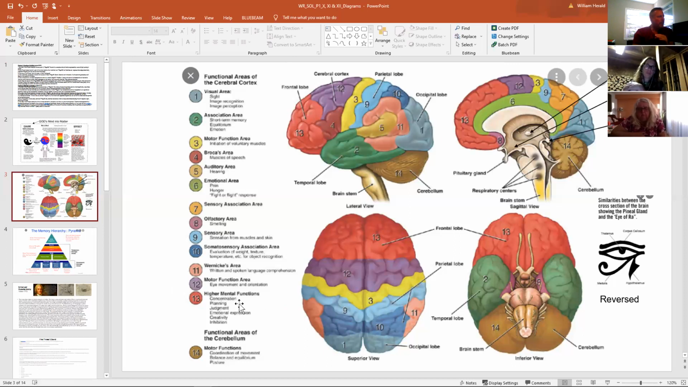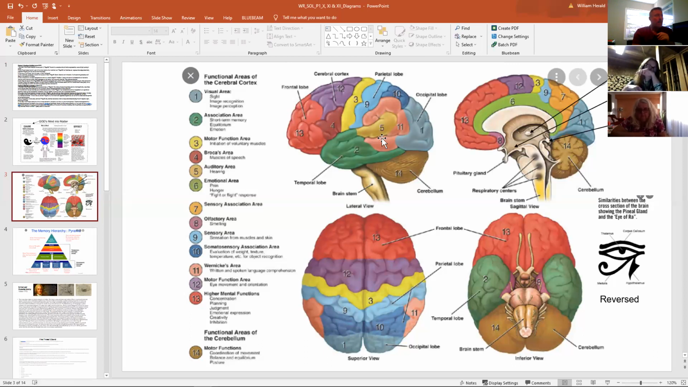So, the higher mental functions, which is what they take out of you when you get a lobotomy, are painting, conception, judgment, creativity, and inhibitions here in the front of the brain. So we have this entire brain, and the way they find out what these areas are is they add stimulus, and then they see where these areas light up due to electrical responses.